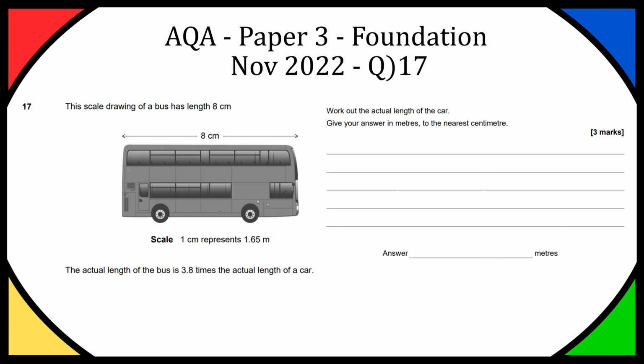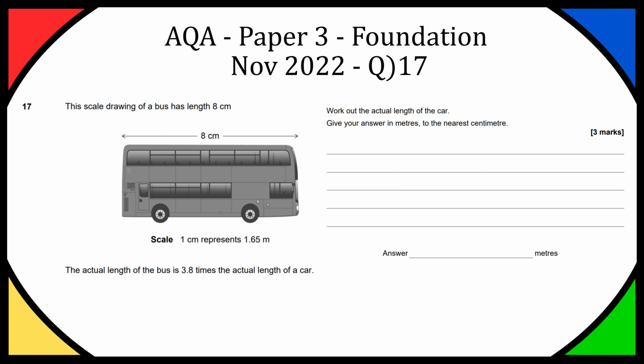The actual length of the bus is 3.8 times the actual length of a car. Work out the actual length of the car, give your answer in meters to the nearest centimeter, and this is a 3-mark question. So let's first work out the actual length of the bus, because we're able to do that with what we're given, and then from there we can work out the actual length of the car.